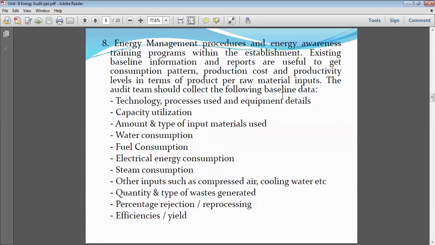So the audit team should collect the following baseline data. They have to collect some baseline: what is the minimum requirement, what is the maximum requirement. Technology, process, use, and equipment detail. What technology are they using? We can do some upgradation of the technology. Suppose they are using a centrifugal pump. We can replace it with a submersible pump. Definitely the submersible pump will discharge more water, isn't it? And consumption will be small.